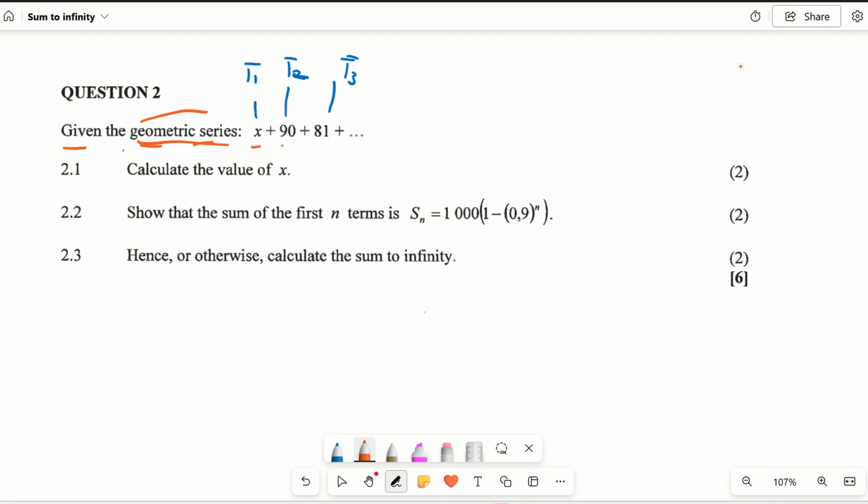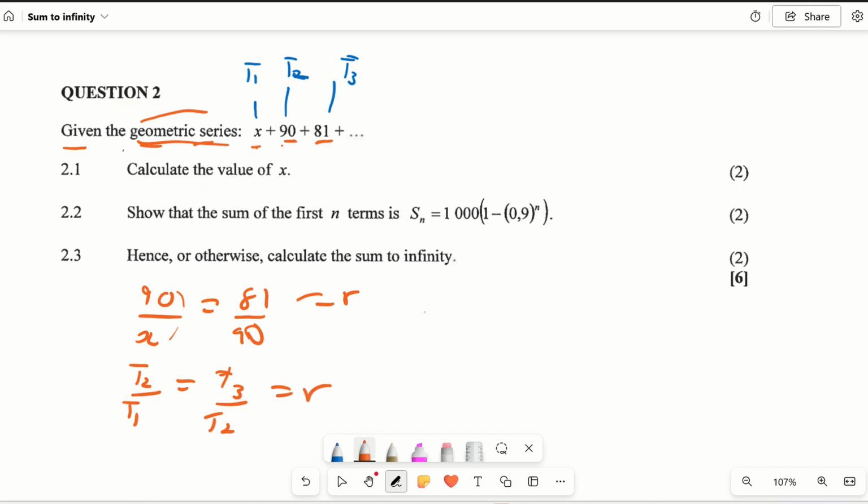So you're going to go: 90 divided by x gives us the ratio. And at the same time, 81 divided by 90, the next number divided by the previous, also equals the ratio. They all equal the ratio. Do you see that? That is T2 over T1 is equal to T3 over T2. They both equal the ratio. That's what we're going to use there.